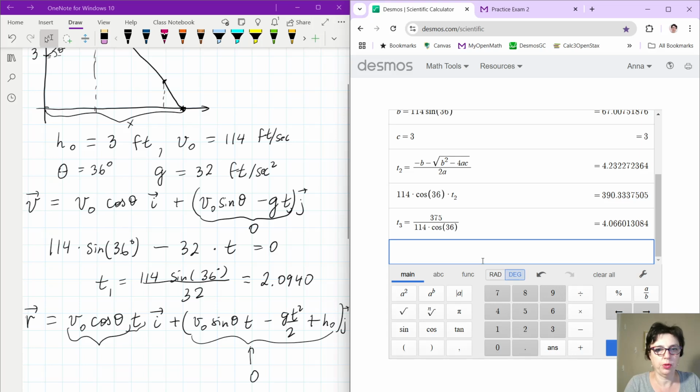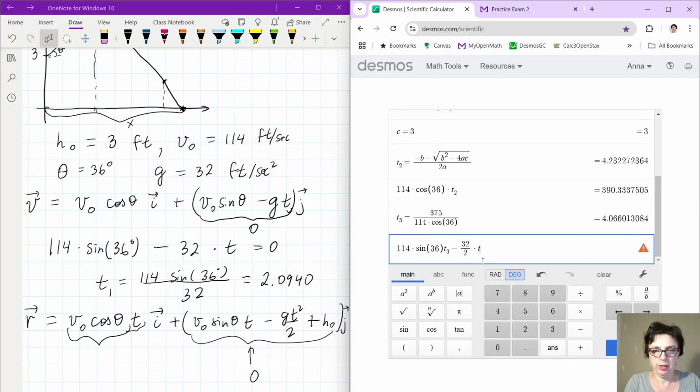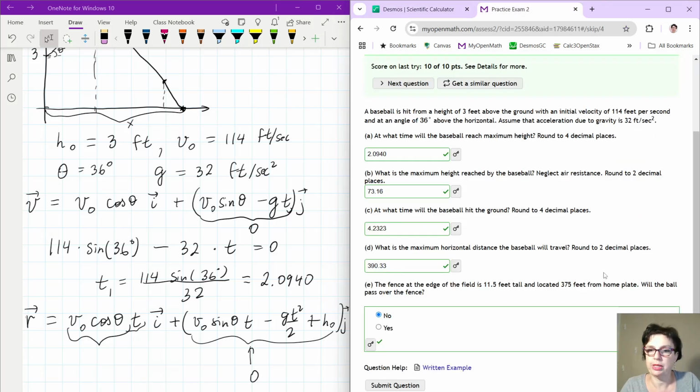So let's go V0. That's 114 multiplied by sine of theta multiplied by that time T3, minus 32 over 2 times T3 squared, plus 3. Okay, so we know at that point the baseball was 10.9 feet high. So it was 10.9, right? But the fence is 11.5 feet. So that's why the ball will not pass over the fence, because the fence is taller. Okay, so that happens, then it's not going to pass. That's why this is no.